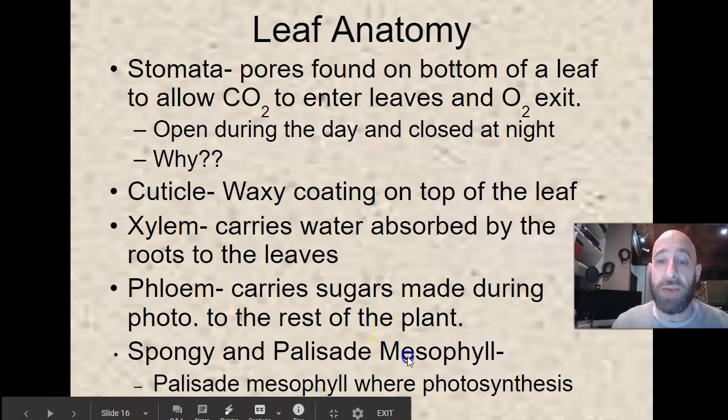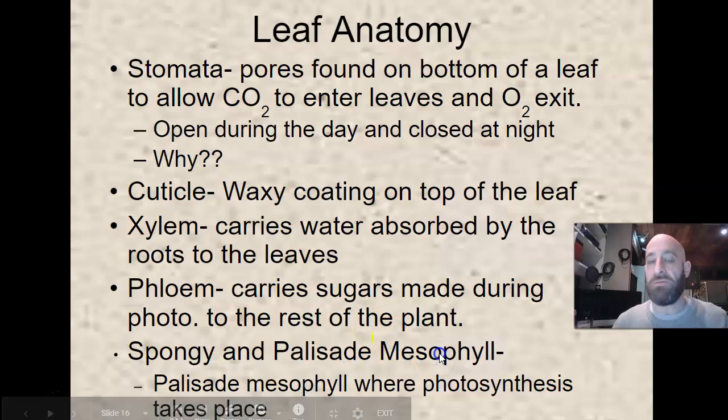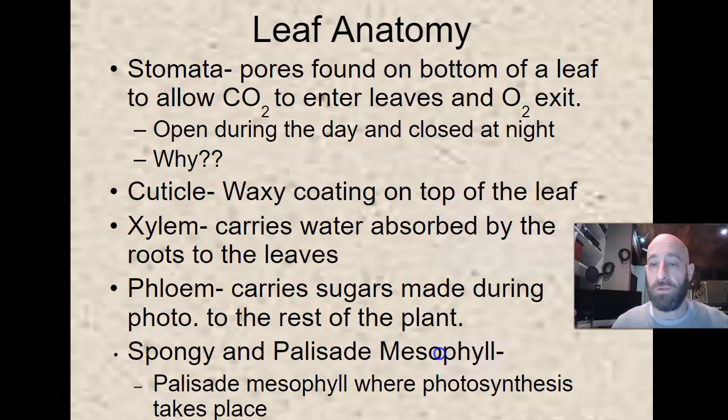And then finally, we have this stuff called mesophyll. And mesophyll is the stuff that fills up the leaf. That's the actual cells, cells that have chlorophyll in them. And there's two types. There's palisade and spongy. The palisade is where the photosynthesis actually happens, and the spongy really has a lot of open areas to hold on to carbon dioxide.